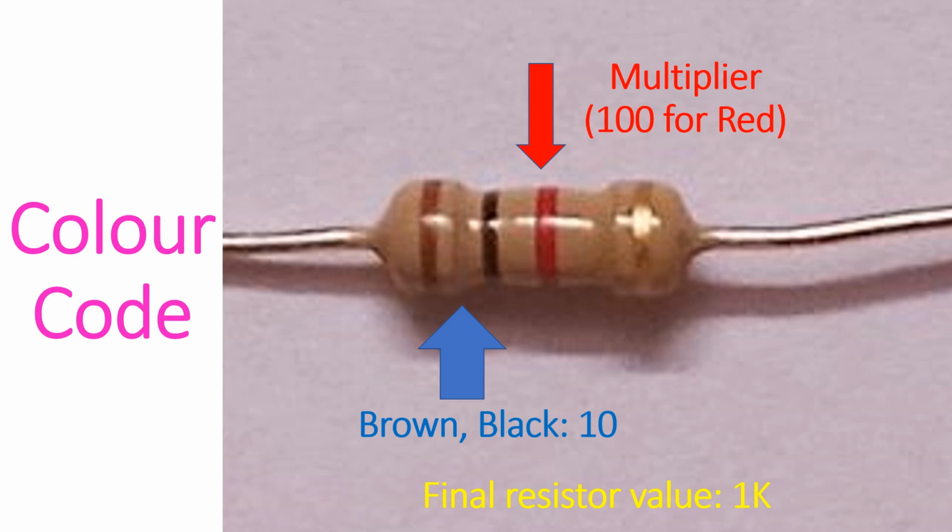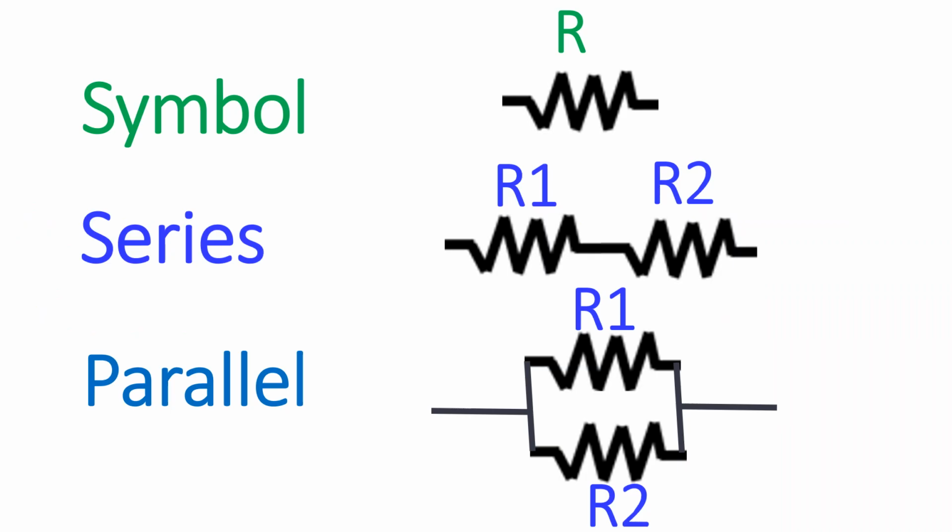Third band is used as a multiplier for the first two bands. Multiplication is by 10 to the power of the third band color code. Multiply by 1 if it is black, by 10 if it is brown, and by 100 if it is red, etc. This is a symbol of a resistor used in circuits and indicated by the letter R.